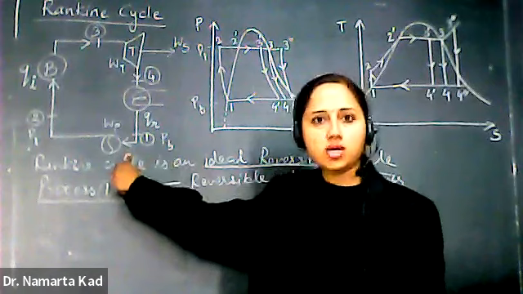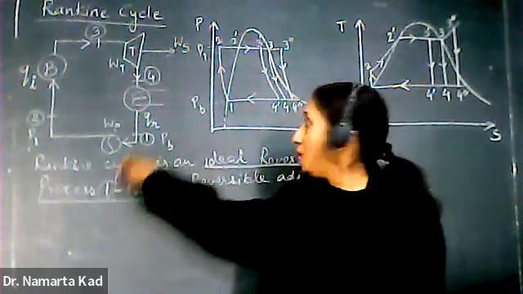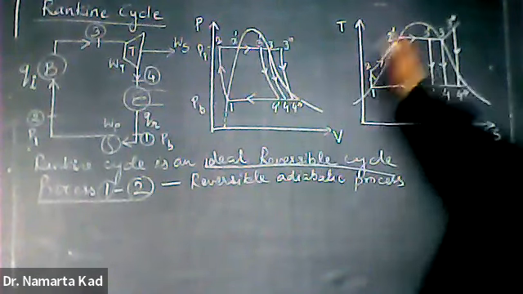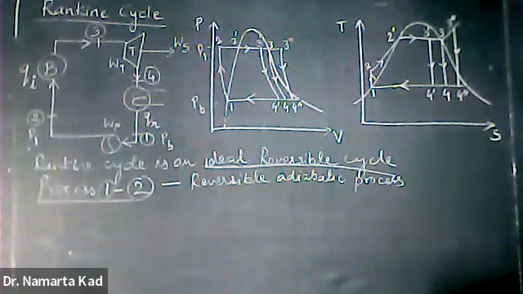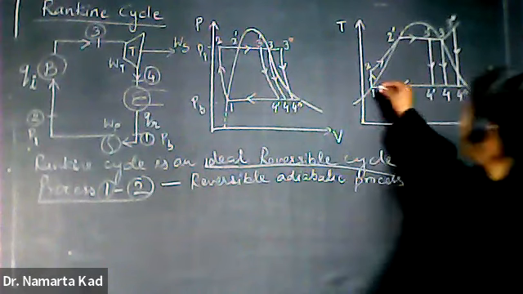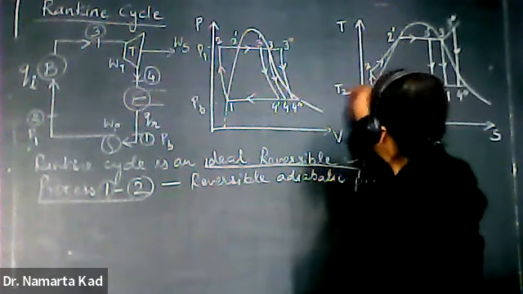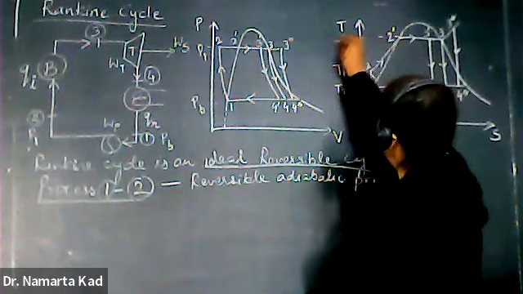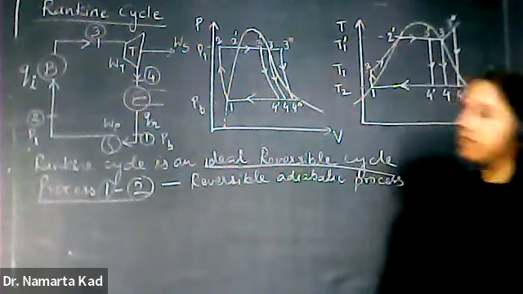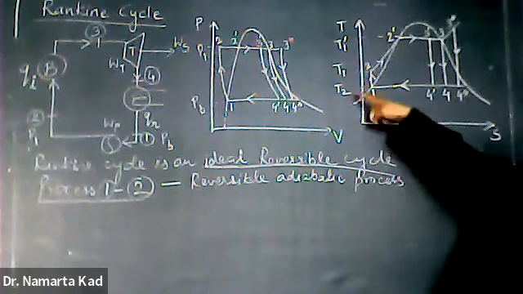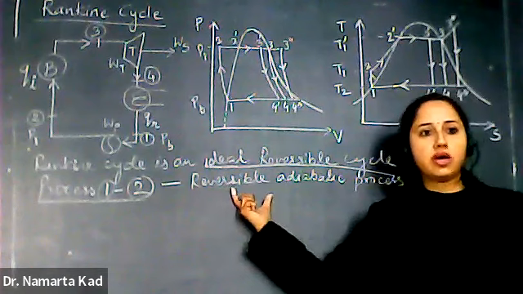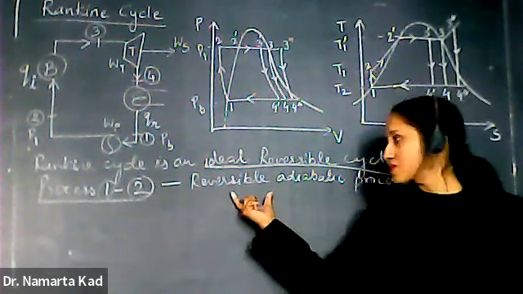Across the water pump, the pressure increases from PB to P1 and the temperature increases from this stage to this stage, from T1 to T2. Or you can also mention it here: let us say T2, and here it is T1, or T1 dash. So the temperature increases from T2 to T1 or T1 dash, and this process is called the reversible adiabatic process.